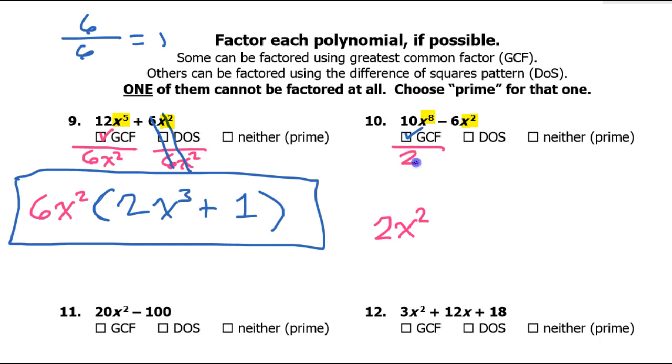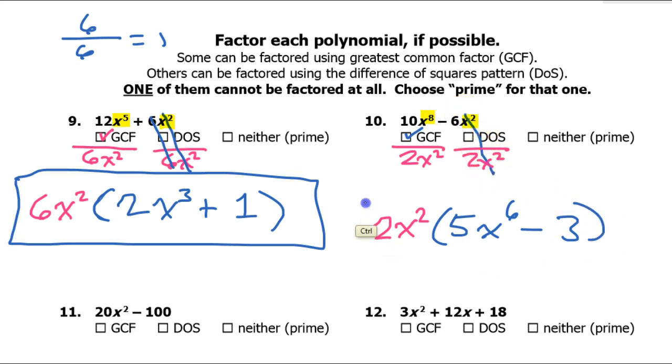So I need to divide both of these by 2x squared. And that will tell me what goes inside the parentheses. 10 divided by 2 is 5. X to the 8th divided by x squared is going to be x to the 6th power. You subtract these. And then minus 3, because 6 divided by 2 is 3. And the x squares cancel each other out. So this is the final answer.